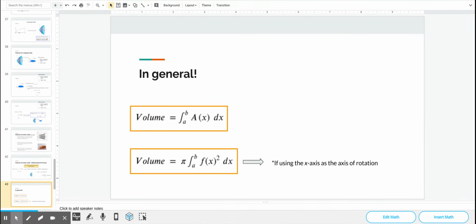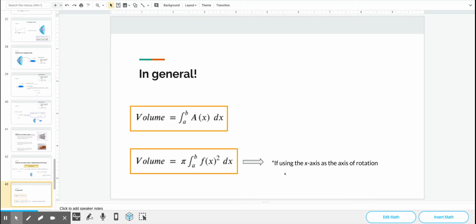All right. So in general, this is what I'm talking about. We've got a volume that's going to be equal to the integral from whatever A is to B, depending on the region that you've formed, of your area formula. So this is not just for the disk method or the washer method. This is for the volume of any solid with any cross section. This is the big general formula I'll be talking about throughout this entire section.